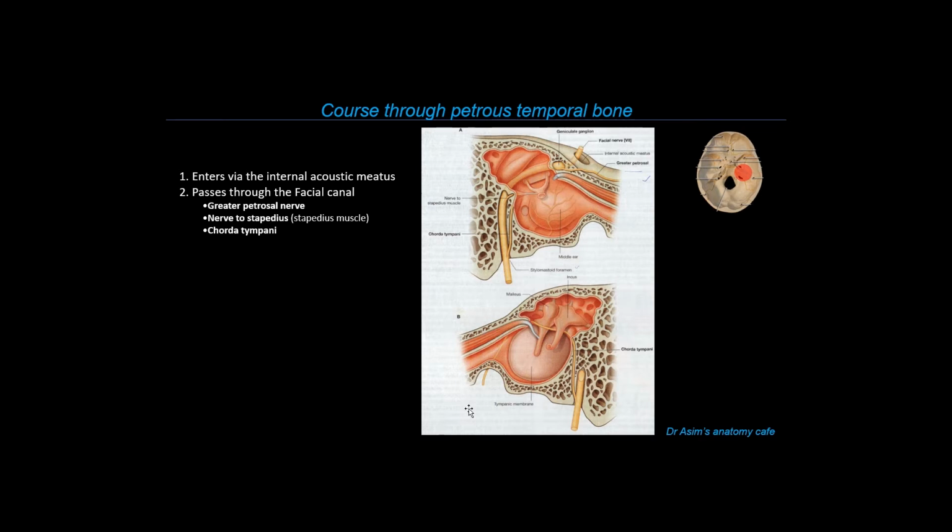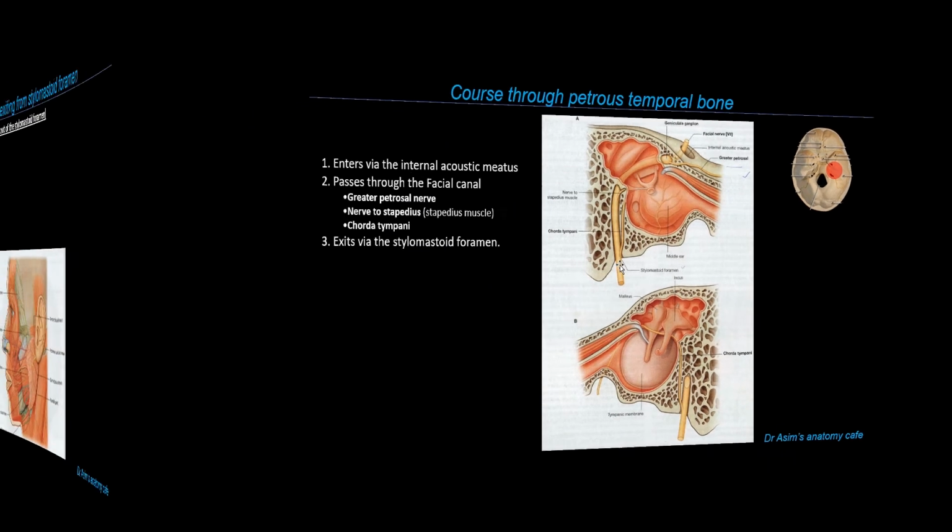Also, the taste fibers coming from the anterior two-thirds of the tongue, which are sensory fibers, they also pass through the chorda tympani to eventually enter into the facial nerve inside the facial canal. The facial nerve then exits the facial canal via the stylomastoid foramen.